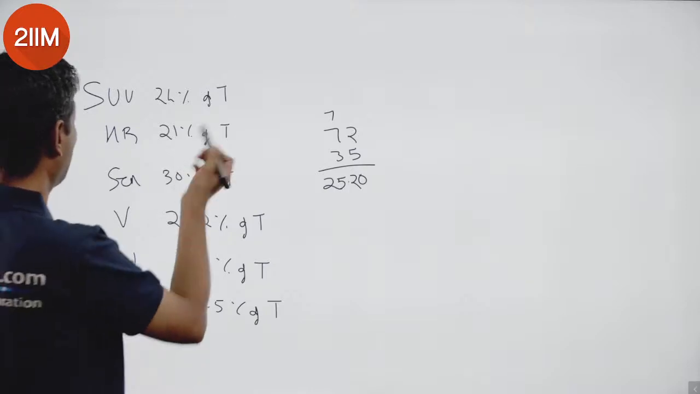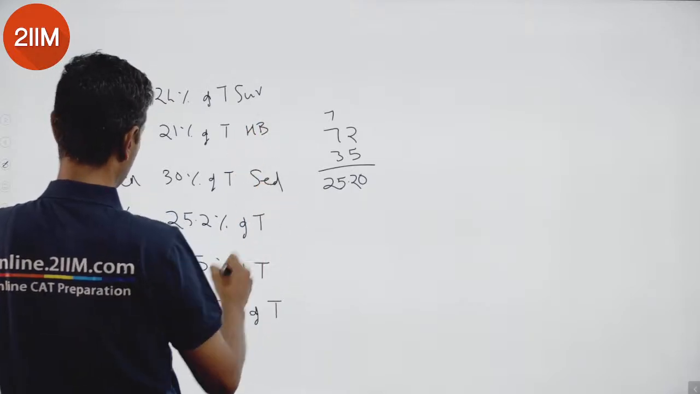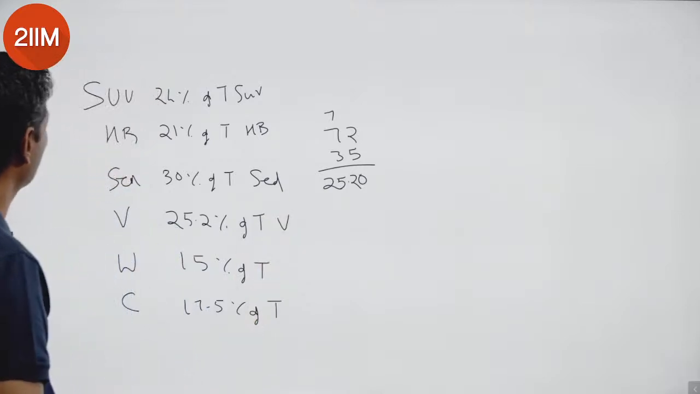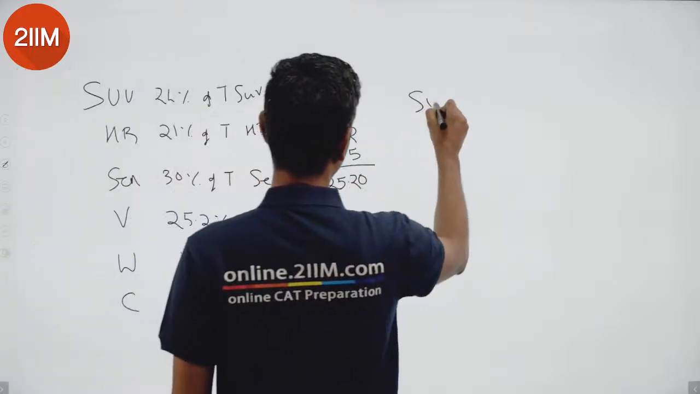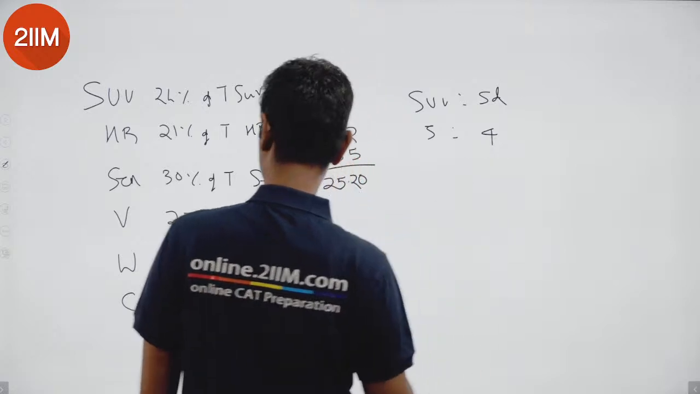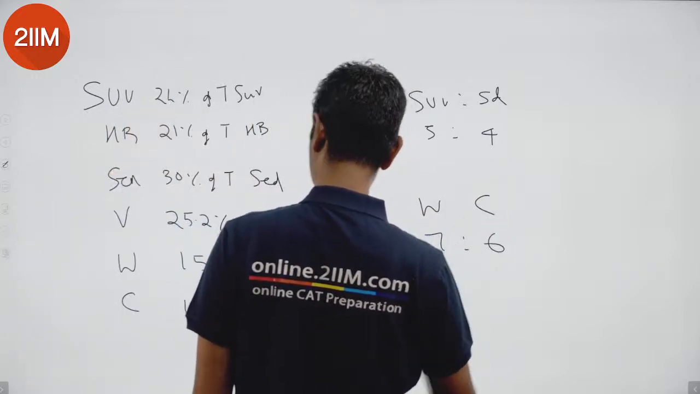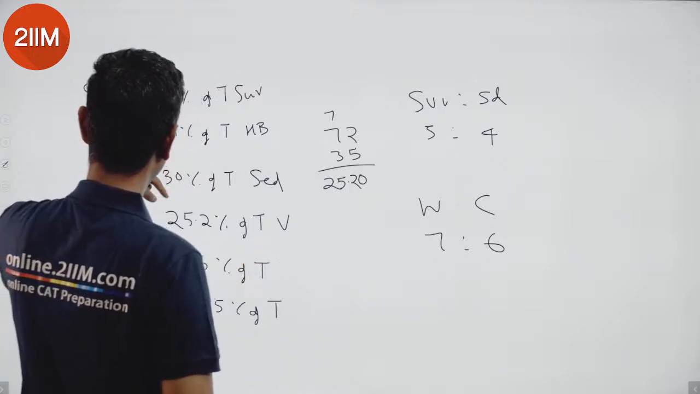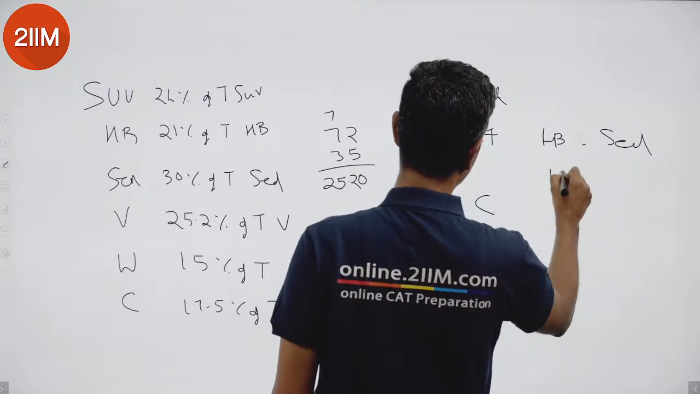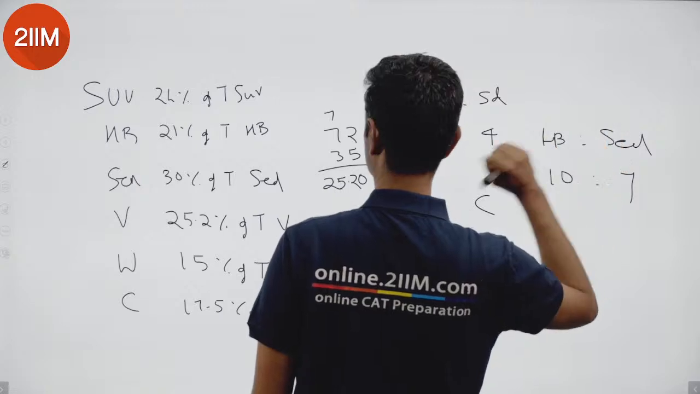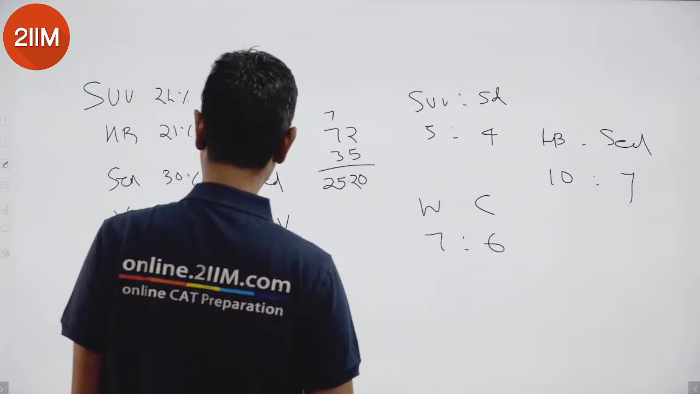All these are equal. We need to find ratio of these. 24% of SUV equals 21% of hatchback equals 30% of sedan equals 25.2% of van. We need to find some ratios. Let's look at the choices, should be useful. 24:30 is 4:5. SUV is to sedan is 5:4. That should work. 15 and 17.5, this is 6:7. Wagon is to coupe is 7:6. 15% of 7 is 17.5% of 6. 21 is 30 is 7:10. 10:7. So hatchback to sedan is 10:7. SUV is to sedan is 5:4. 10:7. There's no such number.